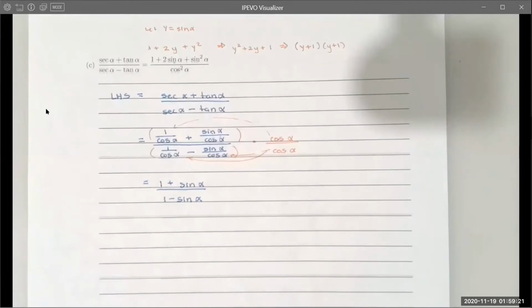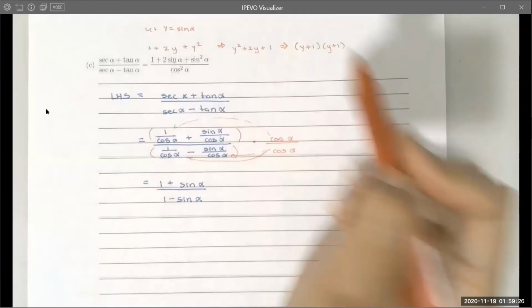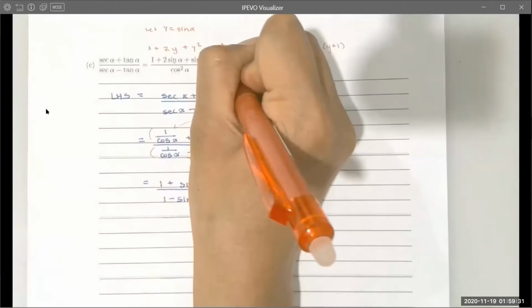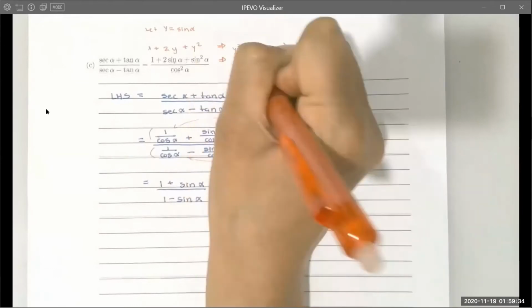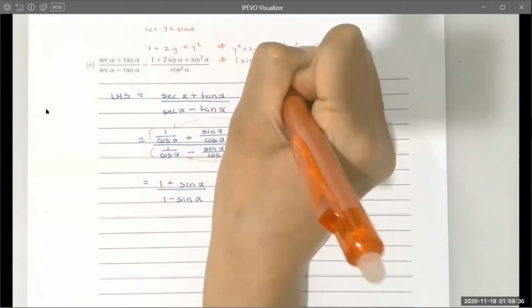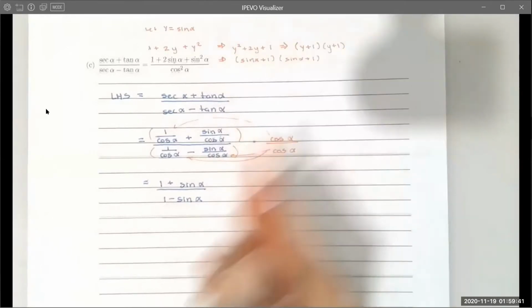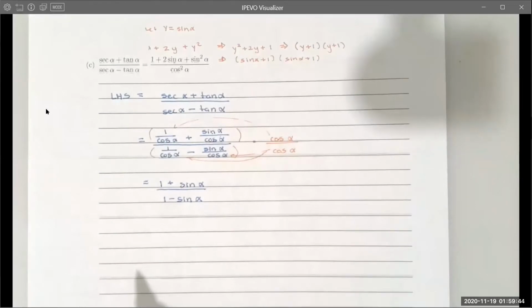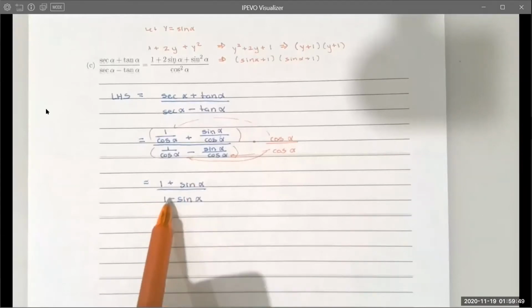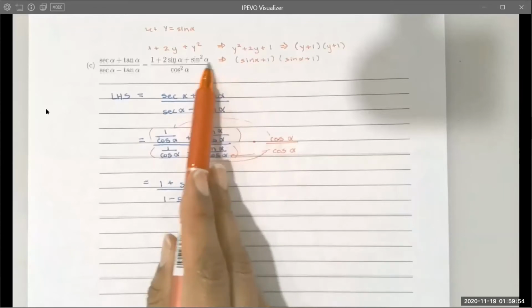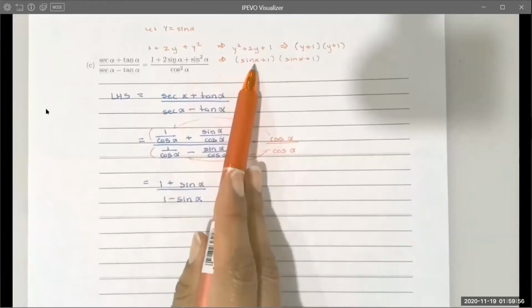So what I'm trying to do here then, if y is representing the sine alpha, that means that this top part actually factors into sine of alpha plus 1 times sine of alpha plus 1. Now, how does that help us at all? Well, look at where we're at. We're at 1 plus sine alpha over 1 minus sine alpha. And we're trying to get to this, right? Because these two expressions are the same thing, except one is factored and the other one's not.